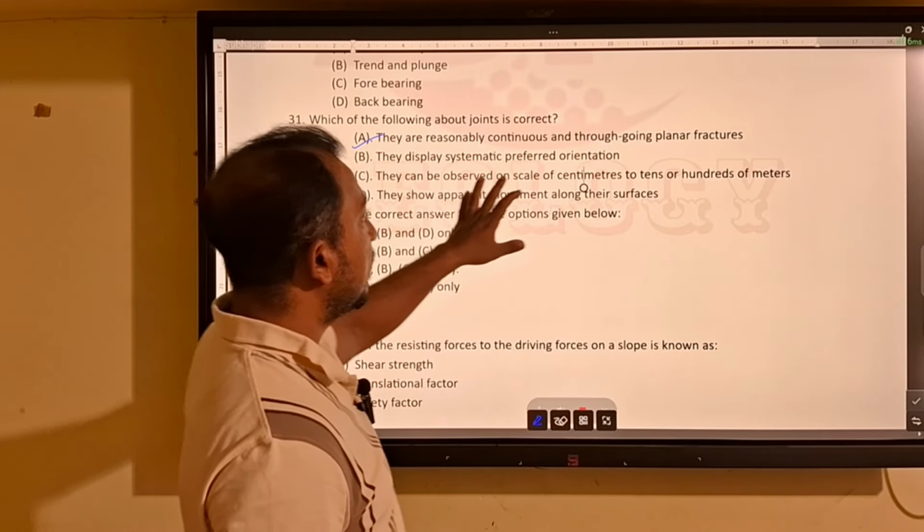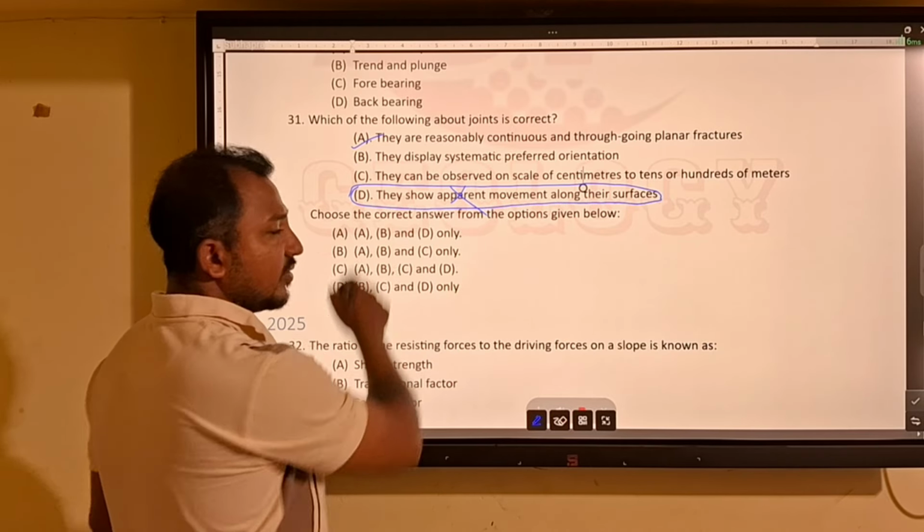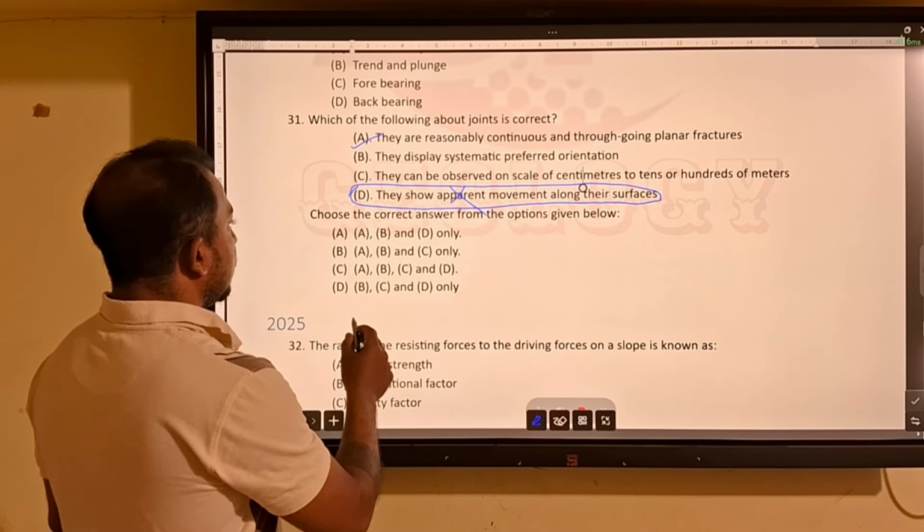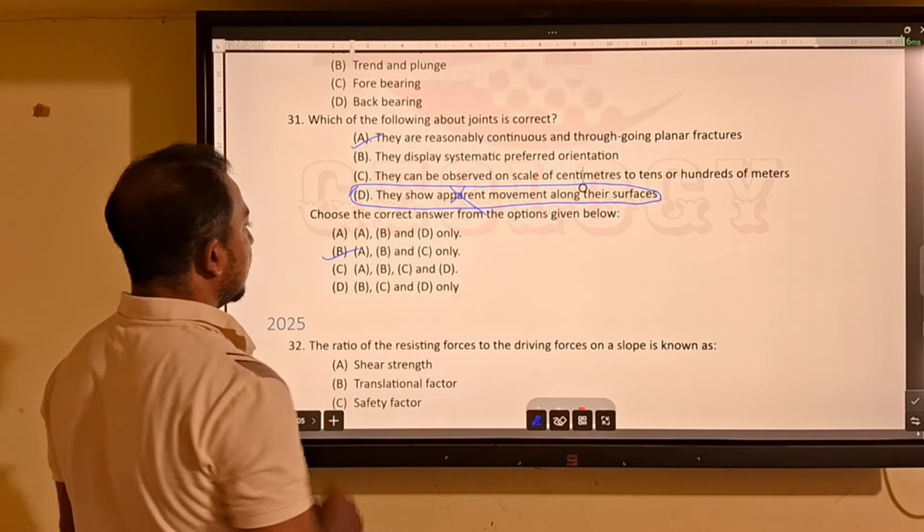So they say there is apparent movement along the surface. If there is apparent movement along the surface, then the joint will become a fault. So this will be incorrect. All other three are correct. So it will be A, B, and C. Option B will be correct.